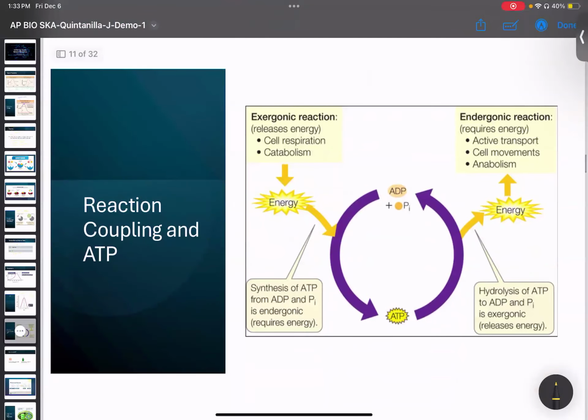Now, we talked briefly about how all chemical reactions need energy. We talked about activation energy, or how the curve has to be brought down by the application of a catalyst. But essentially, with reaction coupling and ATP, energy is being inputted to create ATP, which means you need energy to convert ADP and the phosphate group into ATP. And when you break the bonds of adenosine triphosphate, also known as ATP, energy is released, and that energy is used for other things as well.